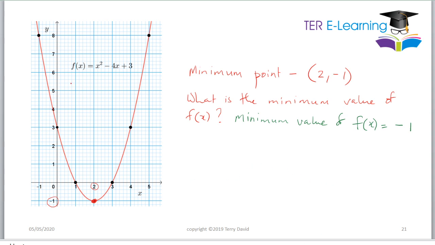So it's the lowest value. Remember, this function here is f of x. So the lowest value here is this. It's -1. That's my lowest value that the function f of x can take, right?